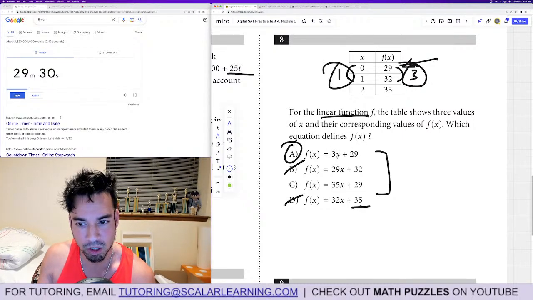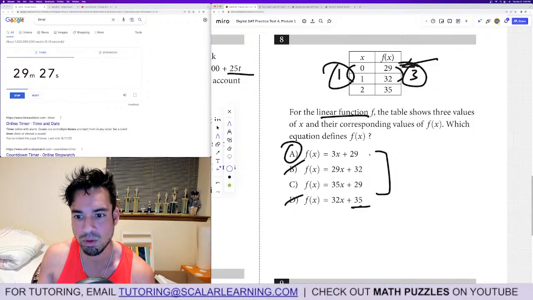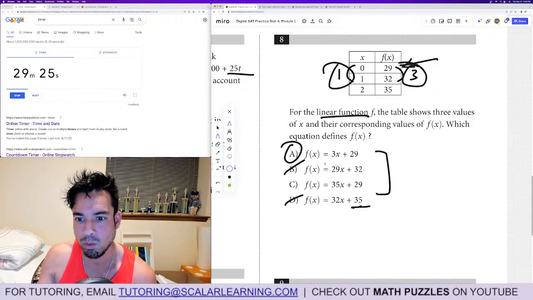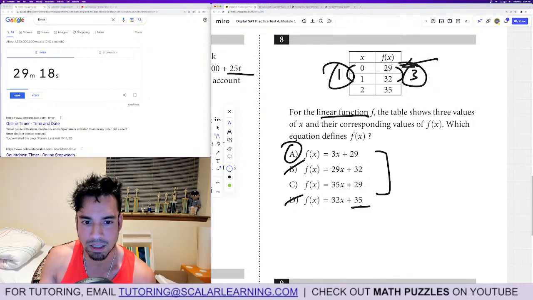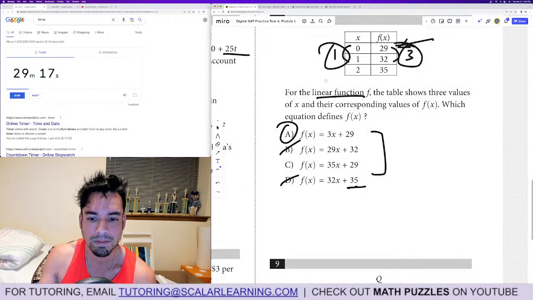And that slope in slope-intercept form should be multiplying the x. So 3x was 29. But we're just going to verify, plug in 1. We do indeed get 32. Plug in 2. We do indeed get 35. Here, you plug in 2. You get 7. You get 99. That doesn't make sense.